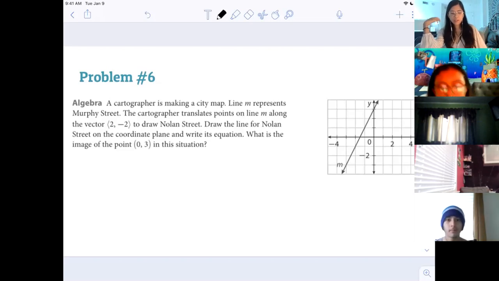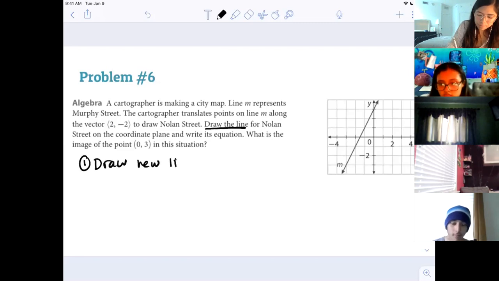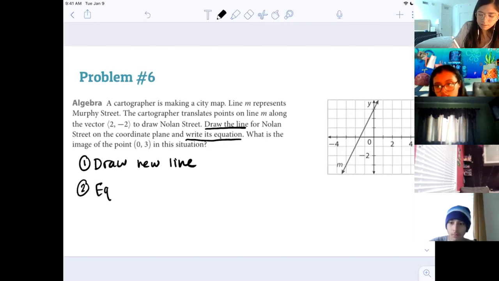Awesome. Okay. So there's kind of like 3 things we're going to have to do. Number 1, we have to draw the new line. Number 2, are we doing rise over run on the graph? We're kind of going to have to do that, yeah. Next thing, we're going to have to write the equation. So we're going to have to remember some algebra. And then the last thing is figure out the new coordinate point that they're asking about.